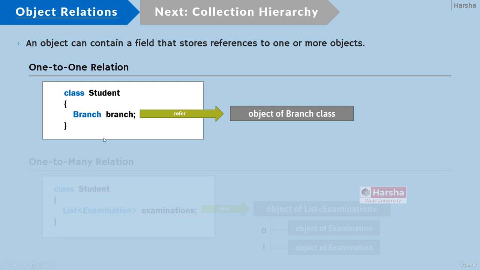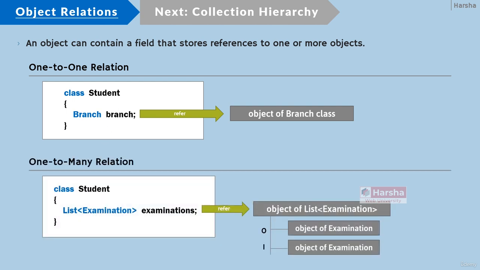But what about a one-to-many relationship? Imagine we have a list of examinations. That means one student can write multiple examinations. In this case, an object of the list class stores references to multiple objects. In the previous lecture itself, we have seen a collection of objects. The only point is that we are storing the collection of object references as a property or field inside another class instead of just a local variable.